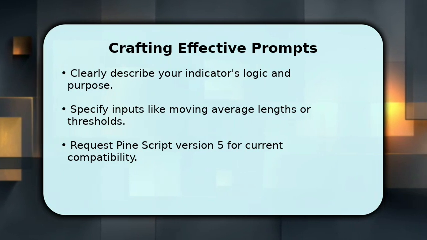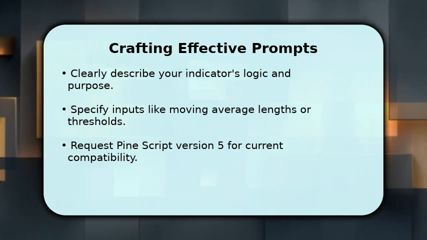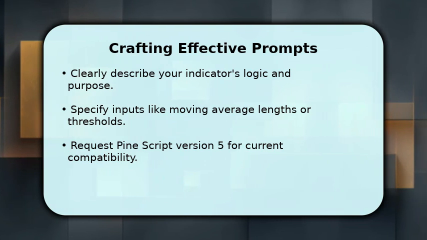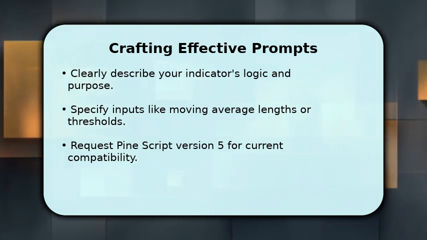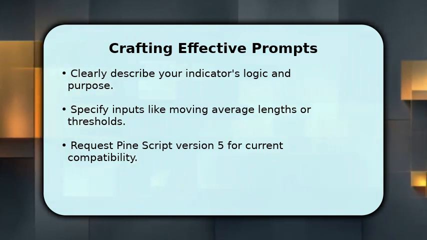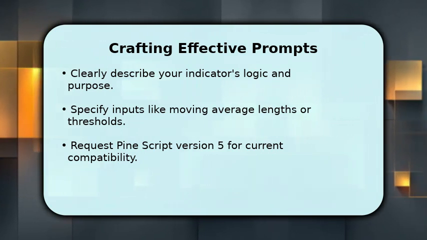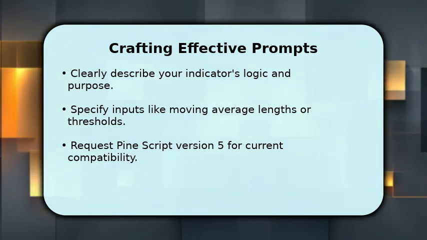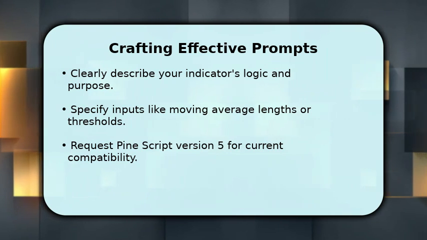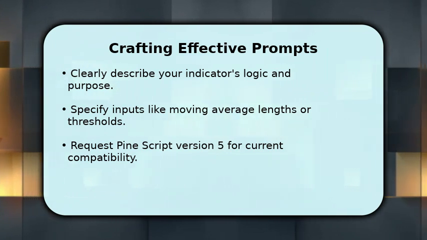Specify any inputs you need, like a 14-period RSI or a 20-period moving average. Always ask for the code in Pine script version 5 to ensure it works with the latest TradingView platform. The more detail you provide, the more accurate the generated code will be.